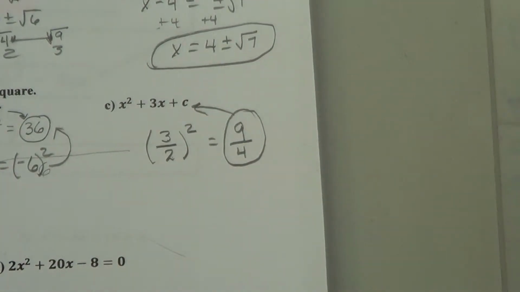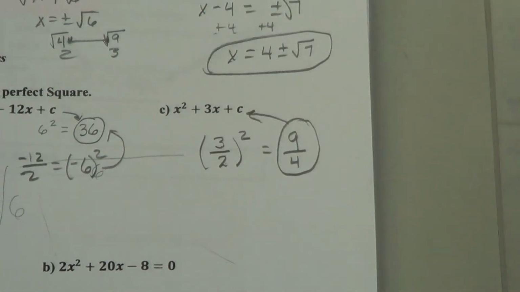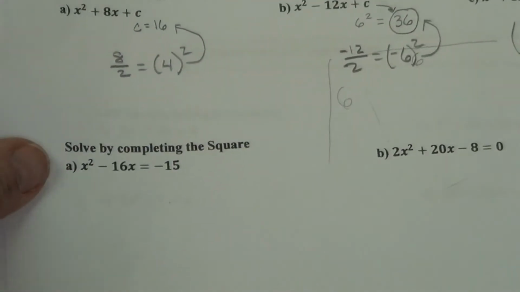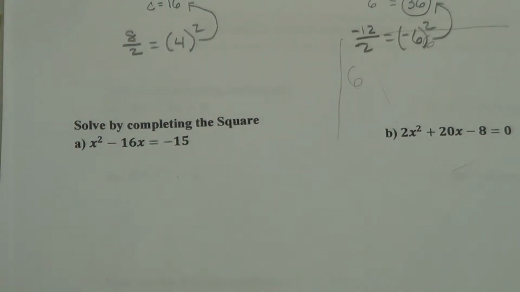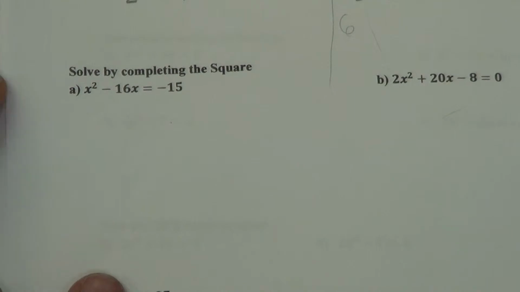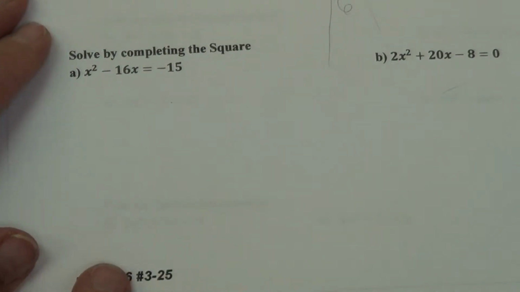9/4. That's called completing the square. Now you can actually solve problems. We're going to practice that quite a bit when you come to class. Here's some of the problems we're going to look at solving.